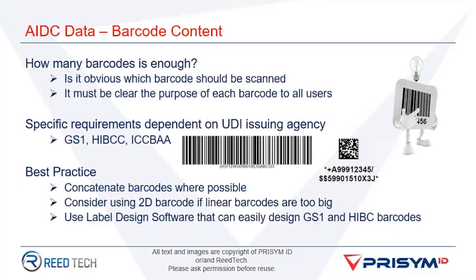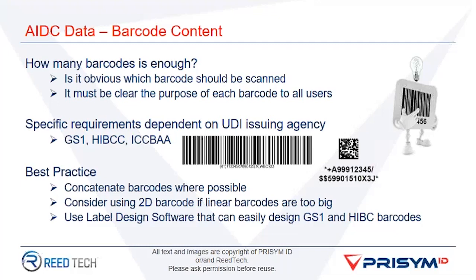Now, where possible, you should use the smallest number of barcodes. As I said, the fewer barcodes on the label, the less confusion when you're trying to decide what to scan. Using 2D barcodes is becoming more of a norm. Hospitals now buy scanners that support 1D and 2D barcodes.